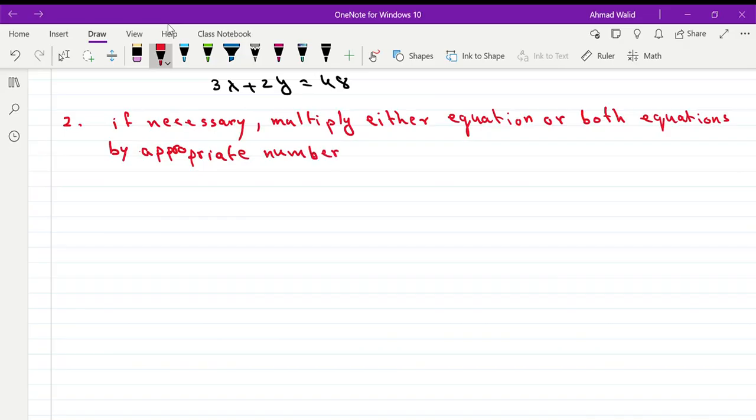Sorry for my handwriting. My pen is kind of moving on the pad.